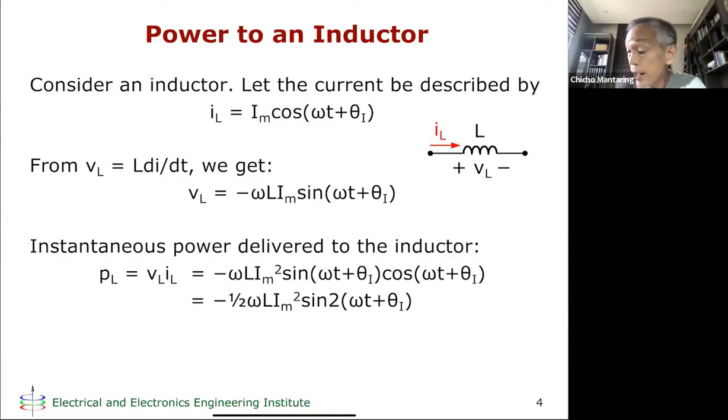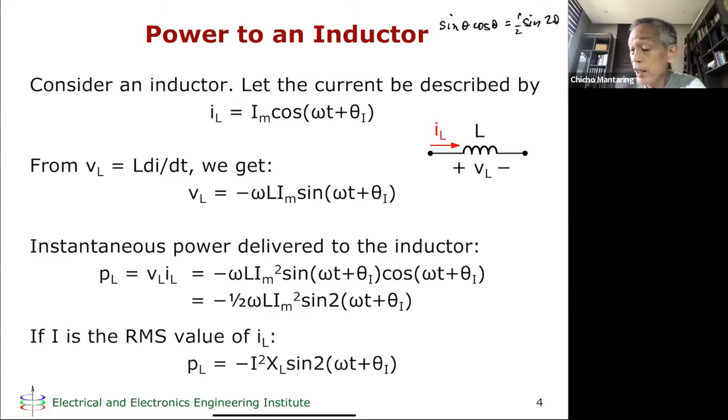Okay? And then again, I can replace this by this, no? Sine of 2(omega t plus theta I), because you have the identity sine theta cosine theta is equal to 1/2 sine 2 theta. Okay? Somewhere in your lifetime, you must have studied this identity. So ito yung magiging simplification niya.